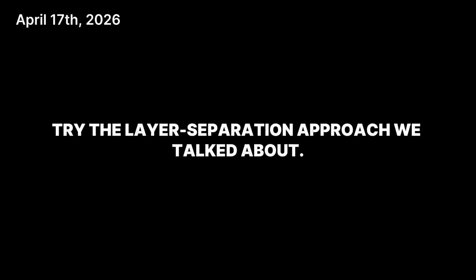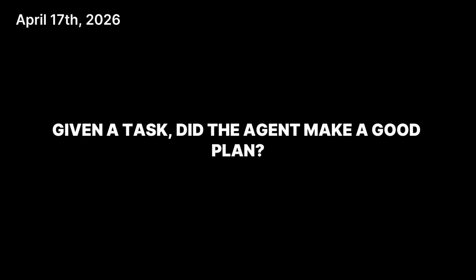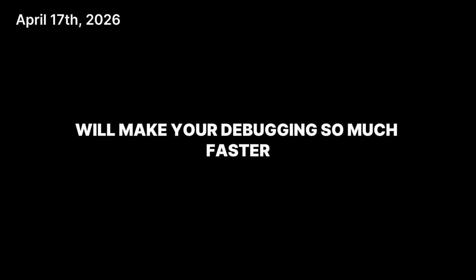Here's my challenge for you this week. If you're testing an AI agent, try the layer separation approach we talked about. Create 2 distinct sets of tests. The first set focuses only on the reasoning layer. Given a task, did the agent make a good plan? The second set focuses on the action layer. Did the agent call the right functions with the correct data? Don't worry about the final outcome at first. Just separating your tests this way will make your debugging so much faster when a failure does happen.